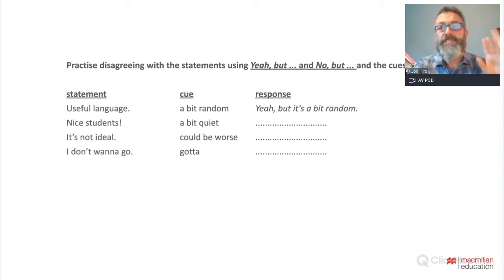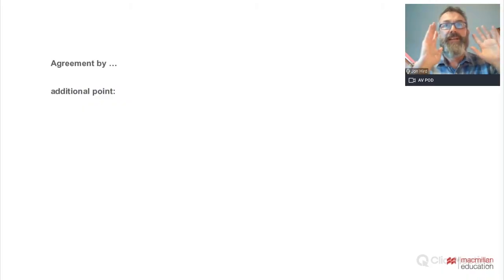So I'm going to press this button once and hopefully it'll only move one slide. Let's see. Excellent. Okay. So we've looked at agreement by additional point. Yeah, and. Somebody says, what's the meaning of a bit random? Well, you know, it was just an example. I think a bit random means a bit random, you know, not organized, not focused, not for a reason.